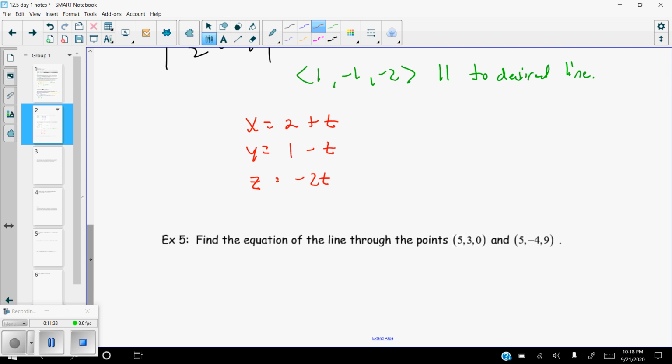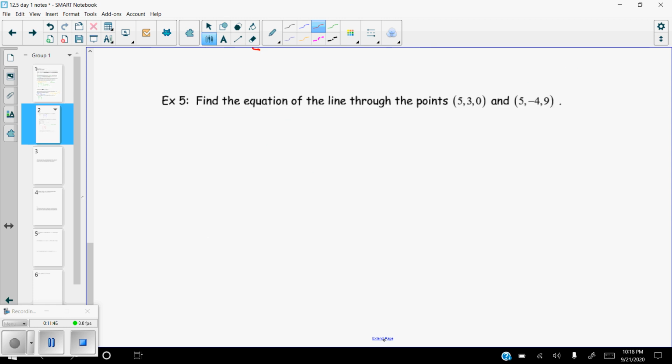Okay. I know that there's a bunch of space on the next page, so I am going to extend my page. I don't know how yours printed, but I'm just going to extend mine here so I don't have to move this down to the next page. It says find the equation of the line through the points (5, 3, 0) and (5, -4, 9).